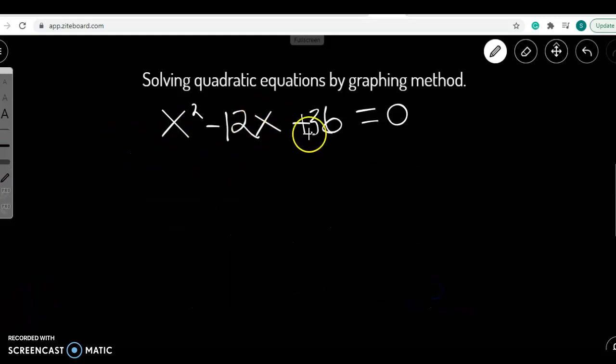So let's go ahead and look at the second example. The second example, we have x squared minus 12x plus 36 equals 0, and they want us to solve by graphing. And remember, when you graph it, it gives you the answers right away. It gives you the x-intercepts, and then the opposite of it will give us the factors. So let's go to our Desmos.